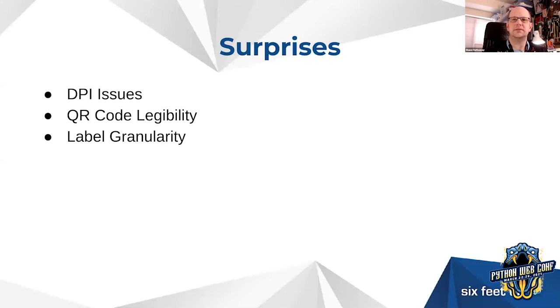So Kim mentioned one of the surprises, and here are a few more. We discovered problems with DPI, dots per inch, QR code legibility, and label granularity, and we'll go over each of those.